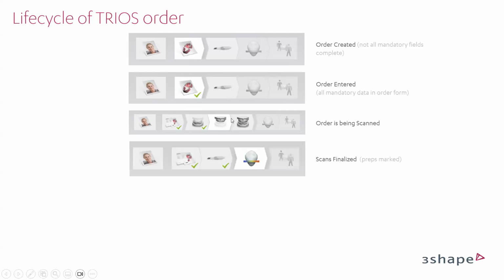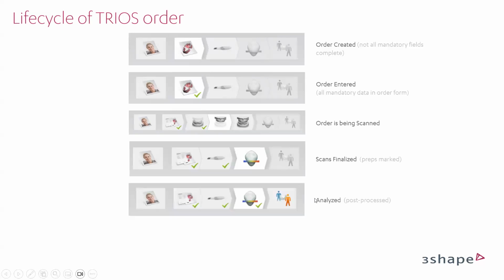Another one is when you proceed with all of the previous steps: you scan the lower jaw, the upper jaw, and the bite, and you may see that scans are finalized. Preparation marks can also be mentioned here. It means that the workflow is completed here. Another one is analyzed, the post process. It means that our customers check the order, check if everything is correct and if the scan quality is okay, and when they accept all of that, we can proceed with the post process.